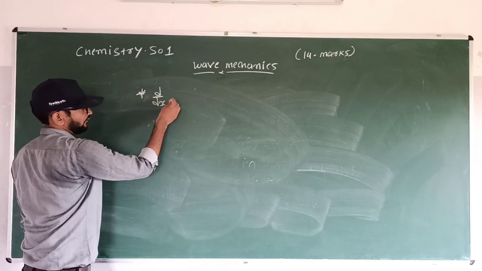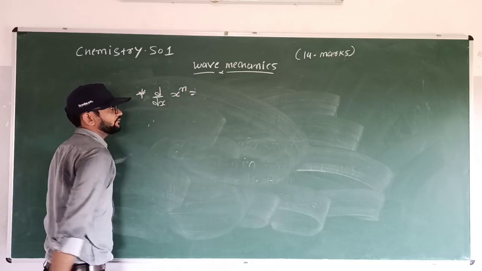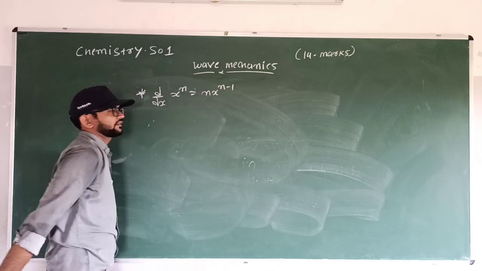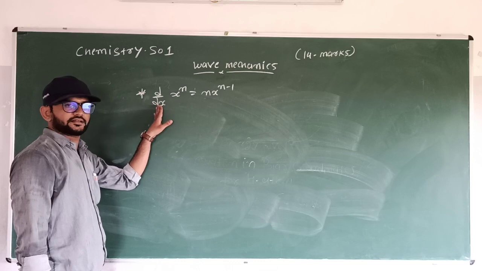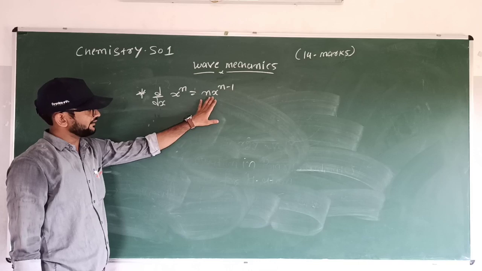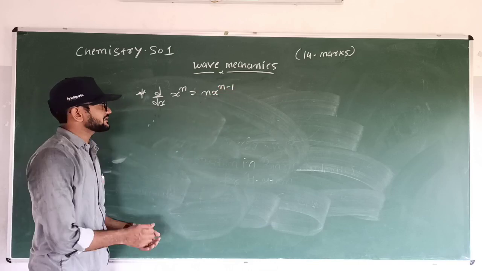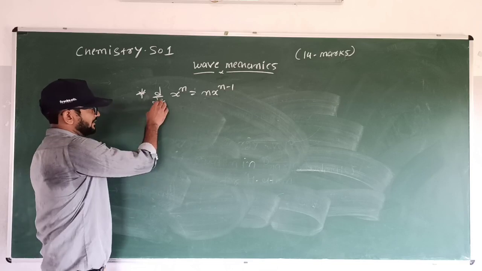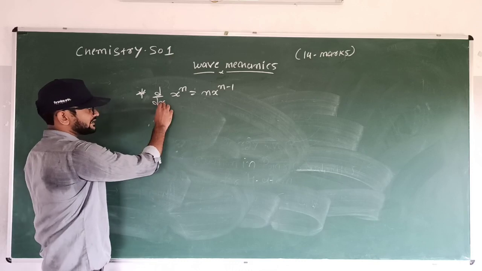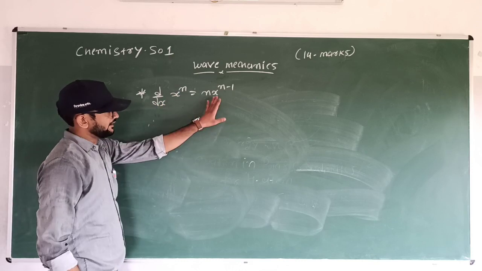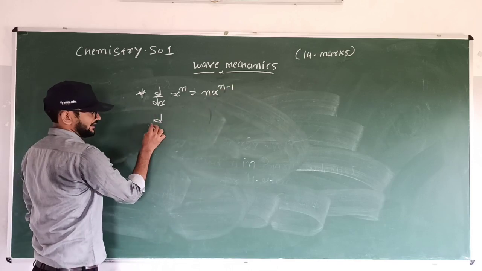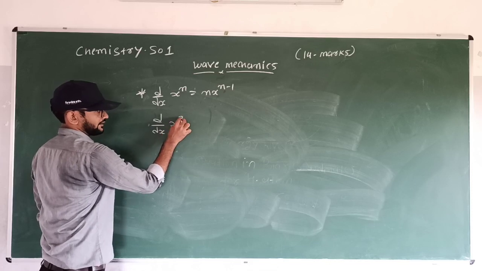d by dx of x to the power n is equal to n x to the power n minus 1. So what is d by dx? d by dx is differentiation. Here x is variable, n is power, and d by dx is the mathematical procedure called differentiation. So differentiation of x to the power n is equal to n x to the power n minus 1.